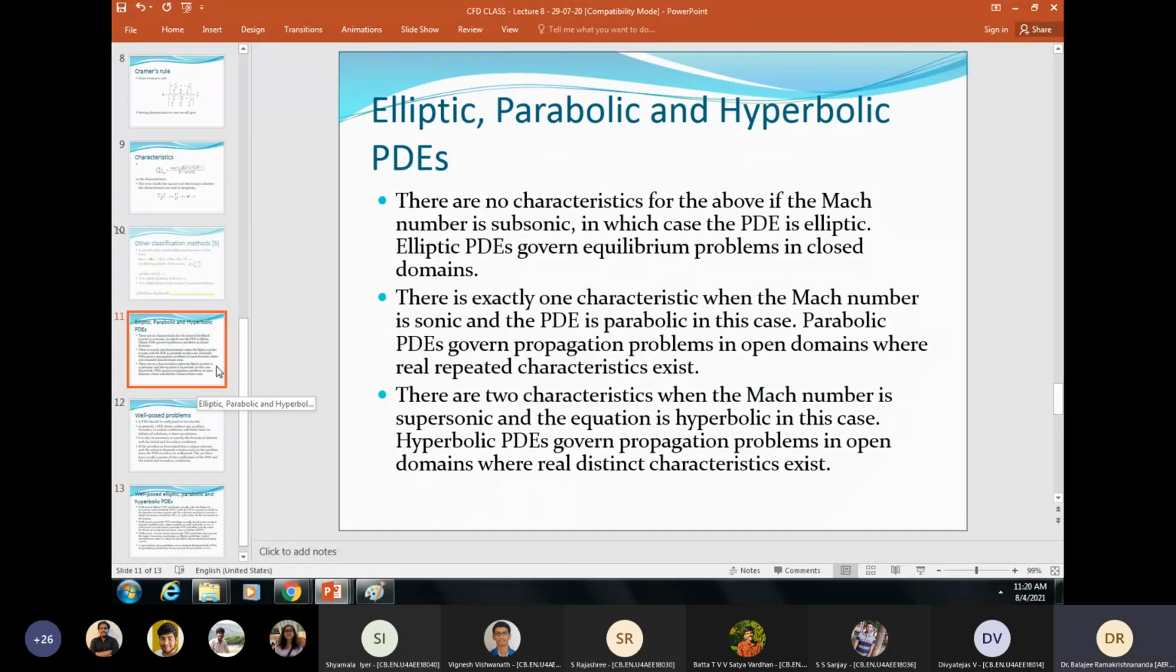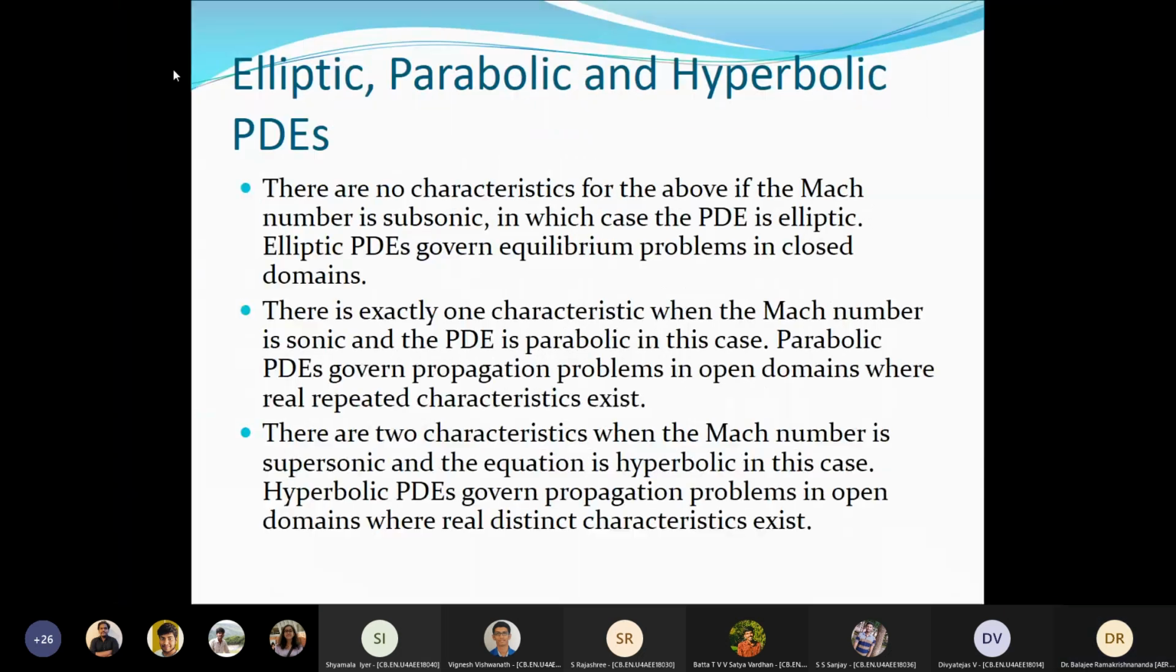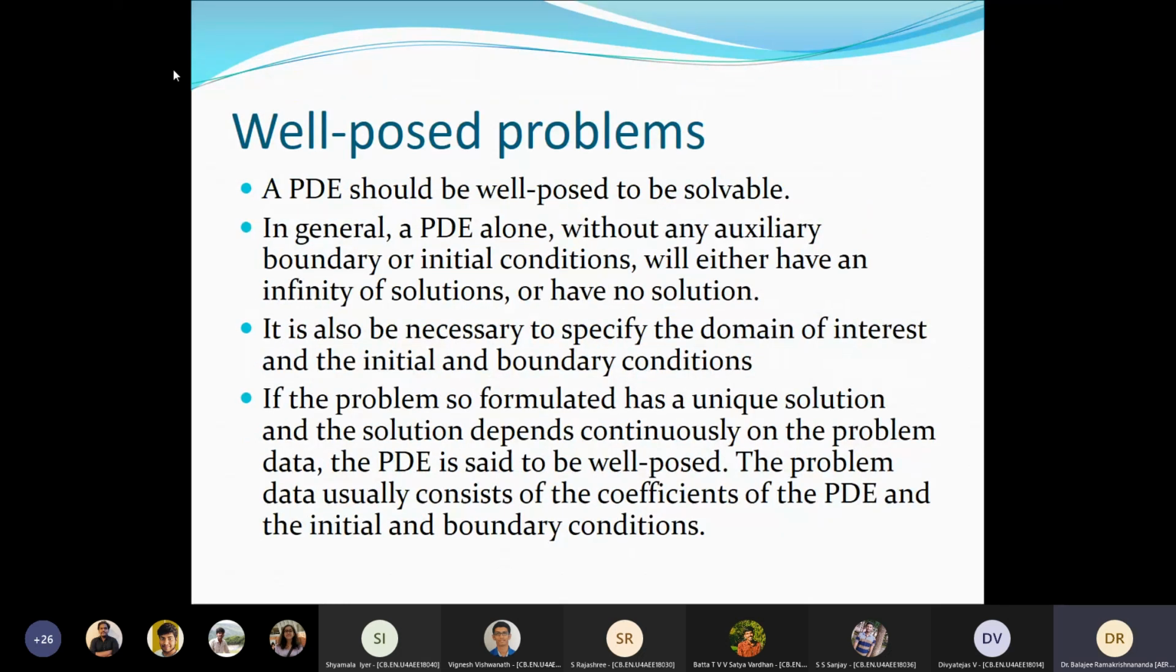Any doubts so far? So I assume that everything is crystal clear to all of you. Now we'll look at what is called the well-posedness of problems. Problems which are well-posed.